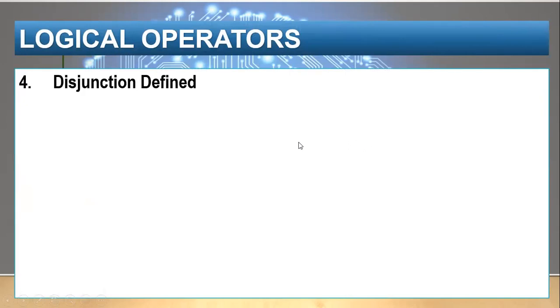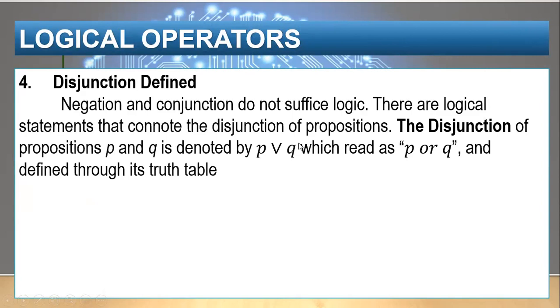For our disjunction naman, on the other hand, is denoted by P, tapos parang small letter V. So P or Q. So ito naman ay or. Kapag yung nakabaligtad na V, that is and. Kapag yung V, that is or. P or Q. So para lang din siyang conjunction, pero ang gagamitin natin ay or na, hindi na and.